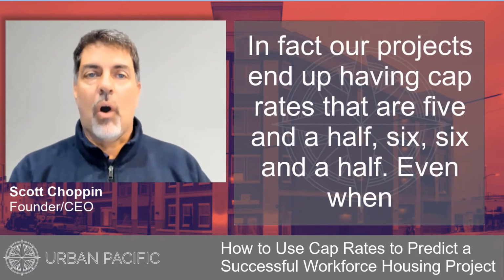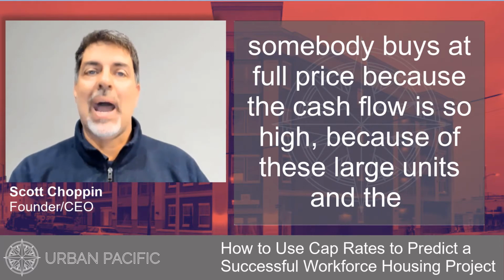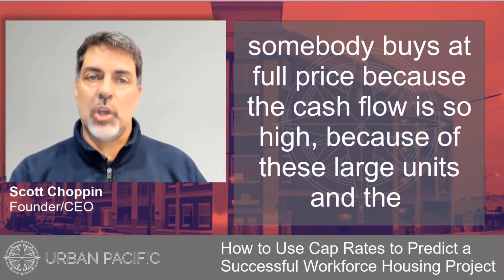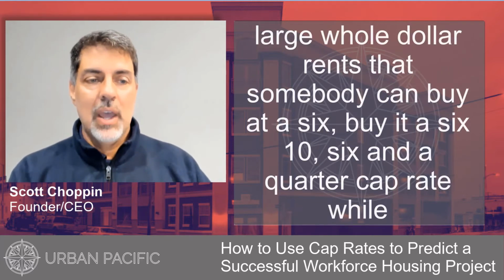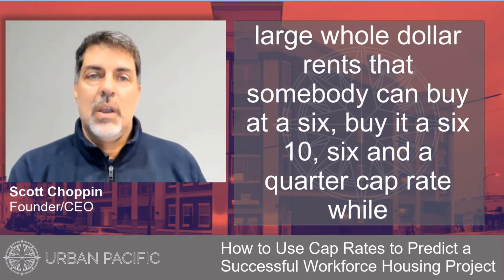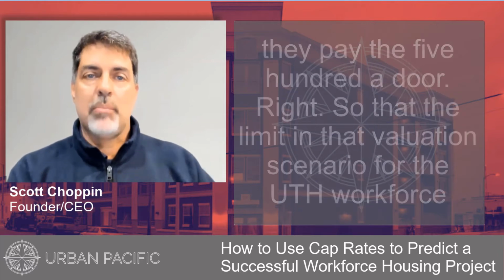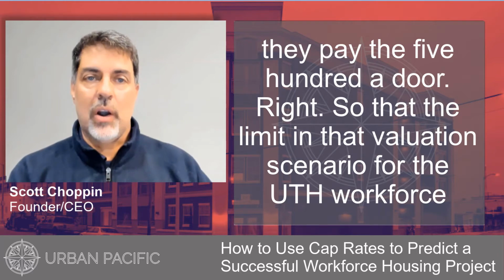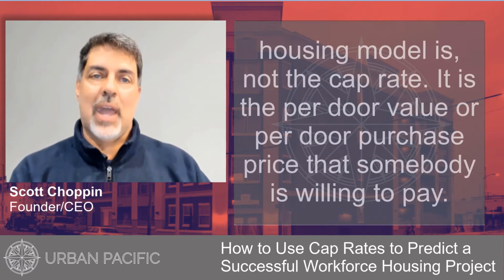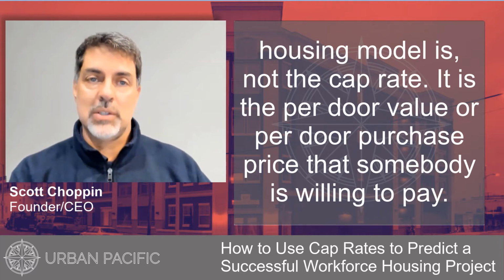In fact, our projects end up having cap rates that are 5.5, 6, 6.5, even when somebody buys at full price, because the cash flow is so high because of these large units and the large whole dollar rents. Somebody can buy it at a 6, 6.10, 6.25 cap rate while they pay the $500 a door, right? So the limit in that valuation scenario for the UTH workforce housing model is not the cap rate. It is the per door value or per door purchase price that somebody's willing to pay.